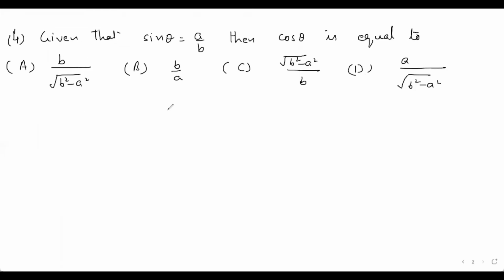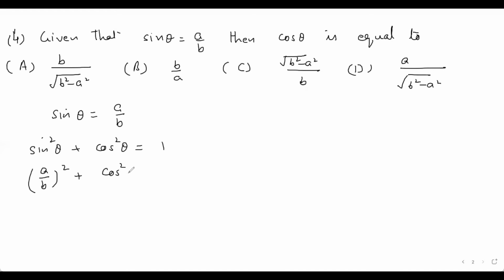Now the fourth question is, given that sine theta is equal to A by B, then cos theta is equal to, again there are 4 options. Find the right one. Now sine theta is equal to A by B. We know sine square theta plus cos square theta is equal to 1. Instead of sine theta, write A by B. Plus cos square theta is equal to 1. So cos square theta is equal to 1 minus A square by B square.